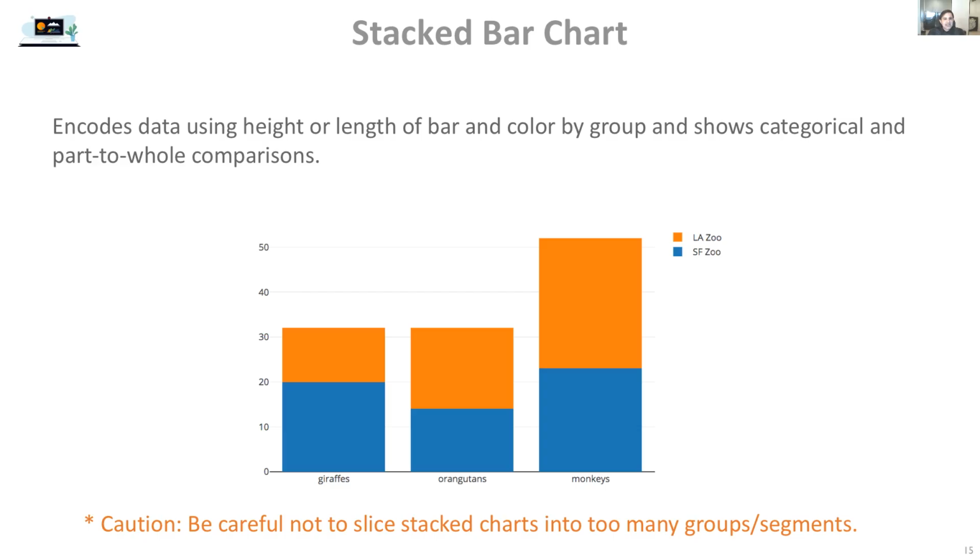As you can see, here we achieve some part-to-whole visualization, but we are losing our ability to precisely compare the groups against each other. Also, it is harder to compare the number of animals in the top category, meaning LA Zoo, since the baseline for each bar is different. Instead of using stacked bar charts, in many situations, side-by-side or group bar charts are preferred.